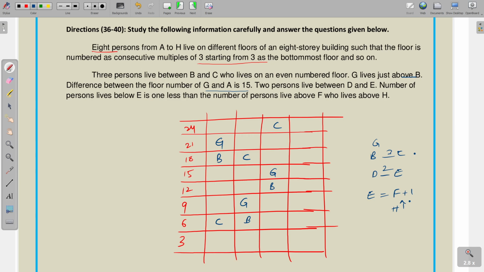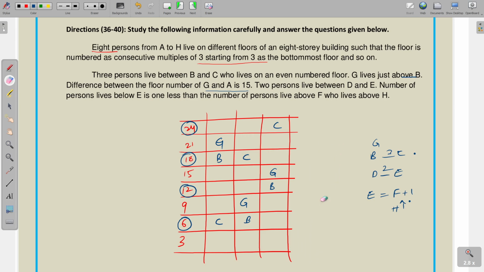Next, what is the fourth one? 24 is completed, 18 is completed, and 6 is completed. Next remaining, that is 12. So see, if C is placed here, 1, 2 and 3, and if we place B here, G should be placed above. Okay, there is no place to fix G. So we are left with only 3 possibilities. Only 3 possibilities are here. And next, see, G is just above B.